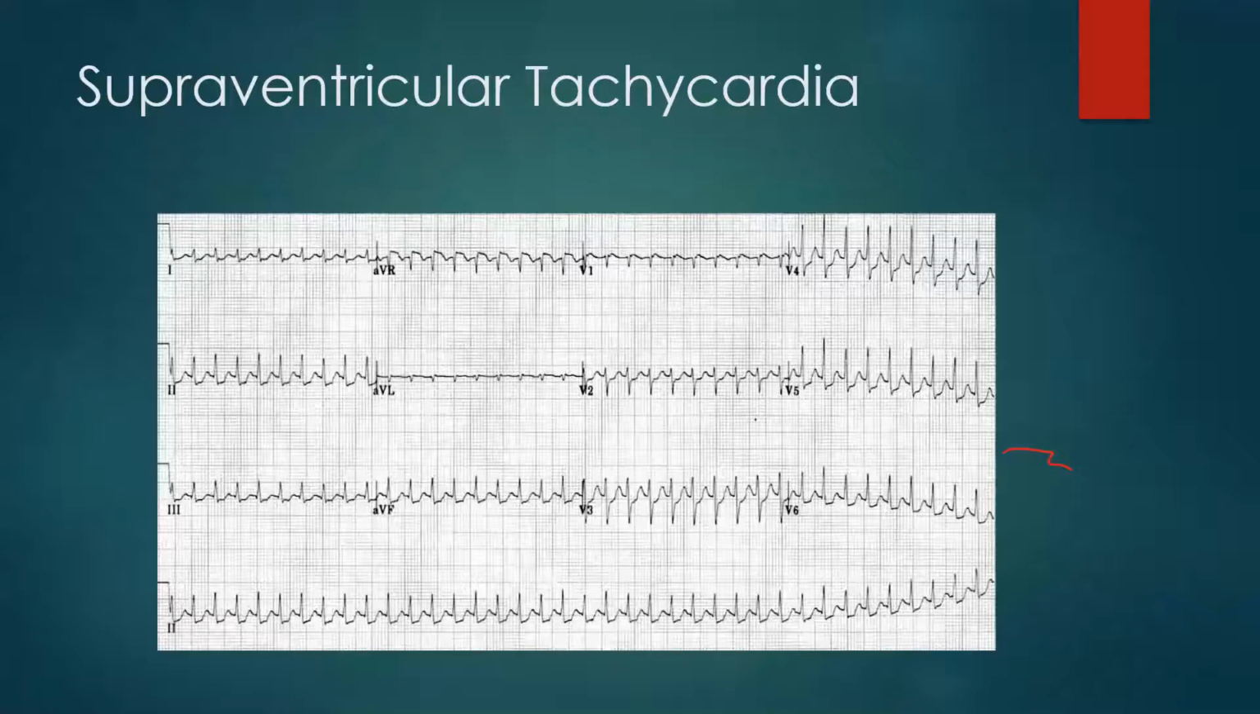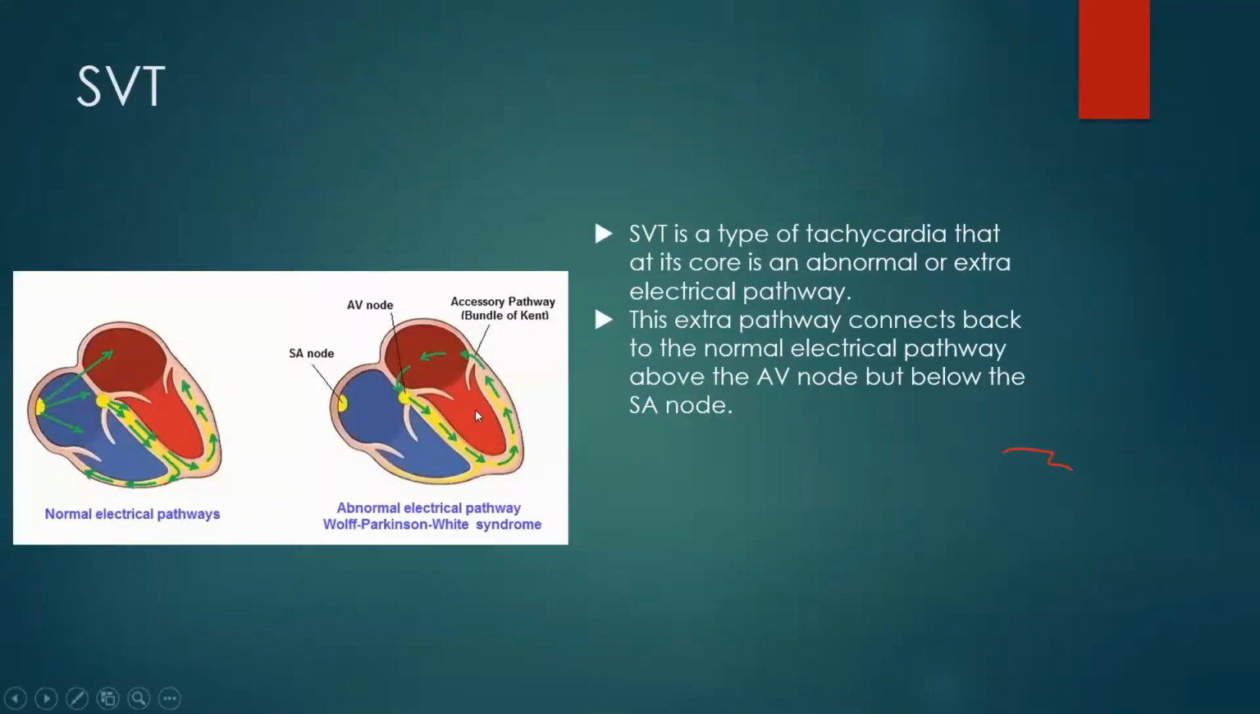So supraventricular tachycardia is a rhythm that starts in the SA node. It starts as a normal rhythm. However, there is an accessory pathway. I told you you'd hear me say this word a lot. What the accessory pathway is, I think I actually have a picture on the next one here.